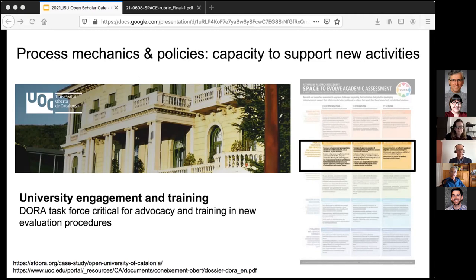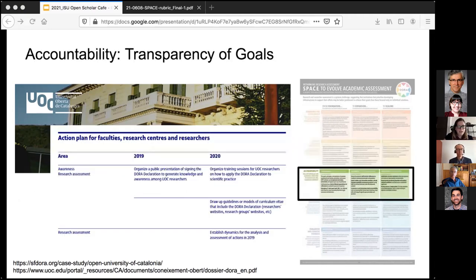And then the last thing that I touched on, but want to come back to, is that this action plan covered a lot of ground for them. So it certainly served as an accountability mechanism and a way for them to be transparent about their goals. Here I have a snapshot from part of it, where they have specific areas and then what their goal is for 2019, what their goal was for 2020.